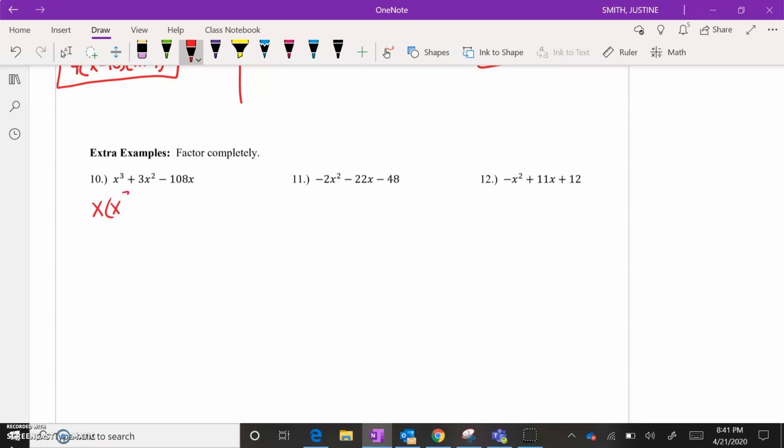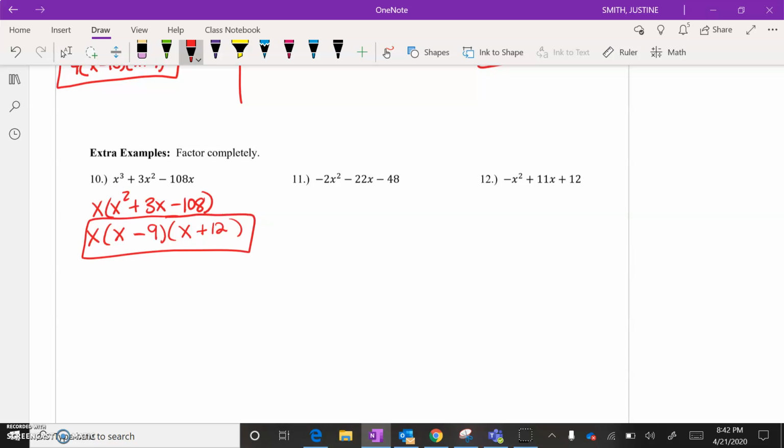Here I would take out an x, get an x squared plus 3x minus 108. I'm going to bring down my x. And again, you can make your T-chart or think to yourself, what would multiply to negative 108 and add to positive 3, which would be a positive 12 and a negative 9. So that would give me the positive 3 and the negative 108.